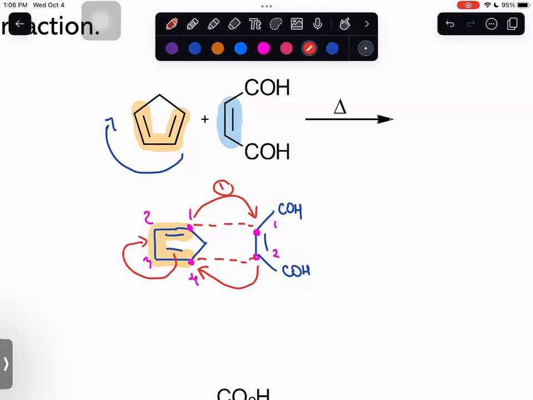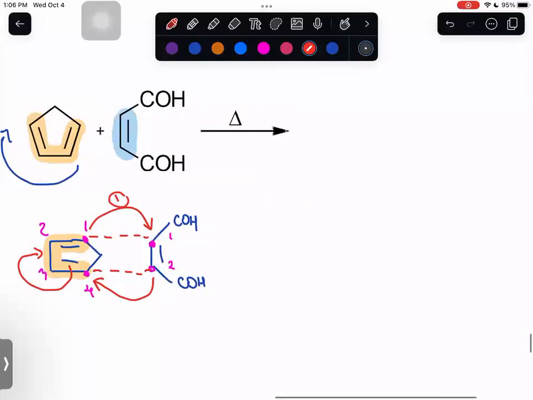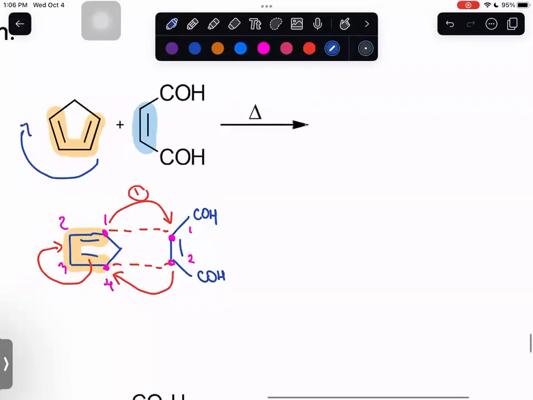Yeah, you can do it without rotating it. It might confuse some students. It's easier to see the mechanism this way. Okay, now after that, how's the product going to look?